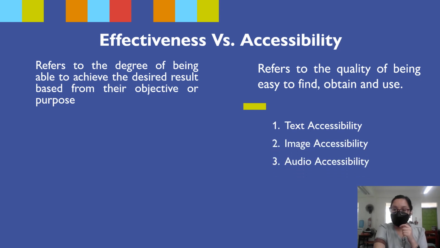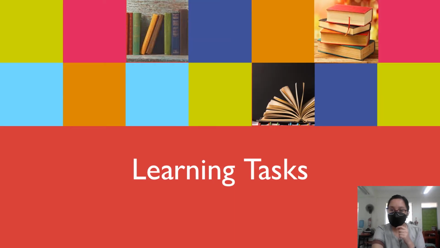Under accessibility, we have 3 types. We have text accessibility, image accessibility, audio accessibility, and video accessibility. So that's just it. Pag sinabing effective, kaya mong tapusin yung isang task right away based from your desired outcome. When you say accessibility, it refers to easy access. Like, madali kang magpunta ng Google, madali kang magpunta ng Facebook. It's just a click away. It means it is accessible.